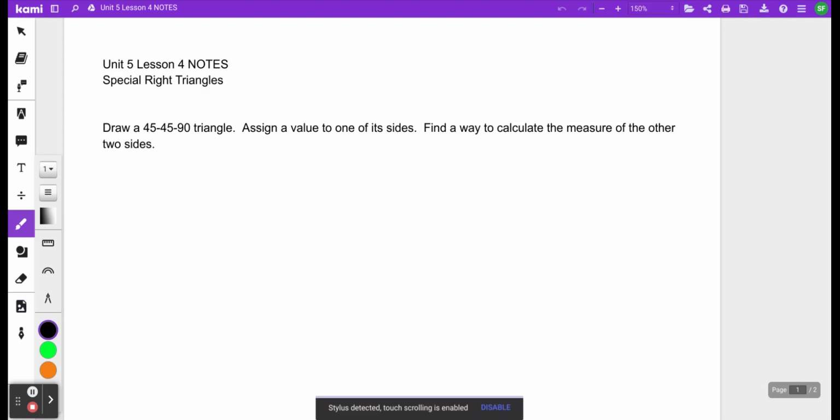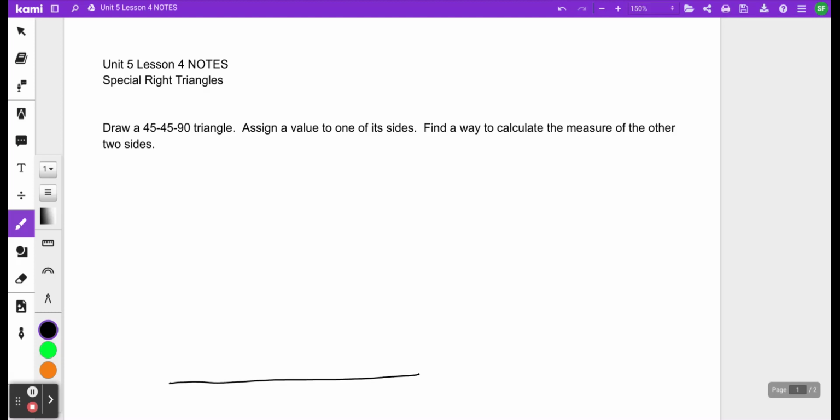Hello, we're going to be working on Unit 5, Lesson 4, Special Right Triangles. And our first one, what we're going to be doing is we're going to draw a 45, 45, 90 triangle. First thing we want to do is draw a straight line.